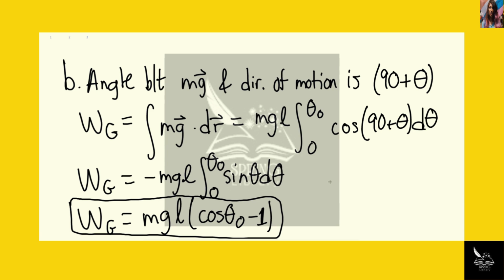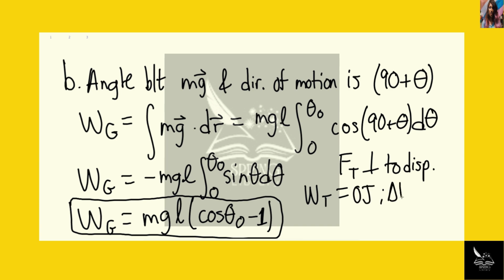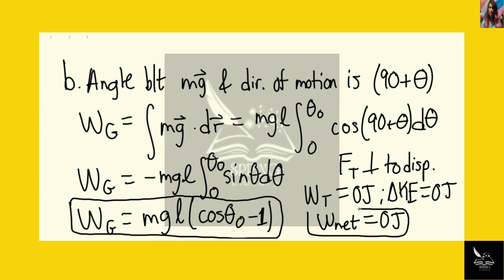Now, something to note is that the force of tension is perpendicular to displacement. So if that's the case, that means that the work done by the tension force is going to equal 0 joules. And because the change in kinetic energy equals 0 joules, we can then say that the net work on the object is going to be 0 joules. And that is the end of the solution.